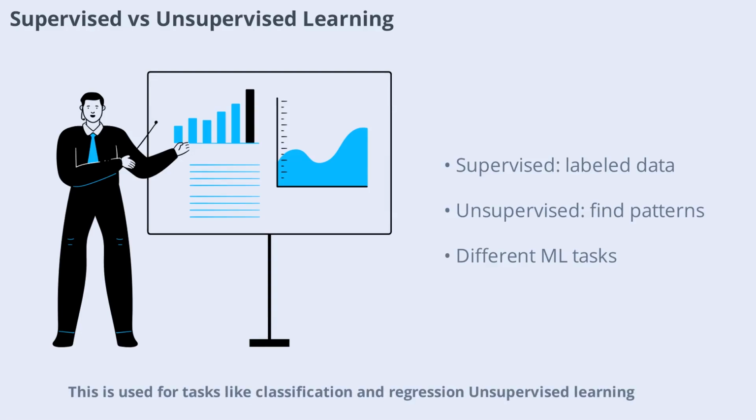This is used for tasks like classification and regression. Unsupervised learning, on the other hand, deals with unlabeled data and aims to find hidden patterns or groupings. Clustering and dimensionality reduction are common unsupervised techniques.